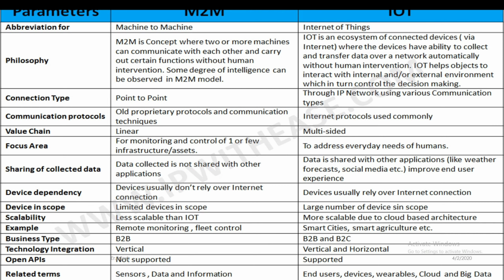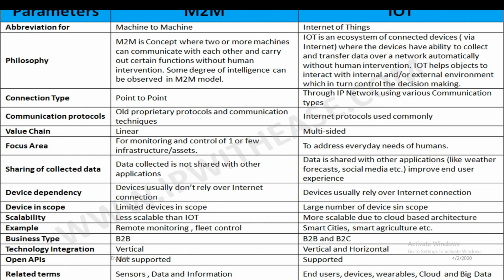In M2M, vertical integration is used, and in IoT both vertical and horizontal integration can be used. Sensors and data information are the terms related to M2M. End users, devices, wearables, cloud, and big data are the terms related to IoT. So these were some differences which will help you understand the main difference between M2M and IoT.